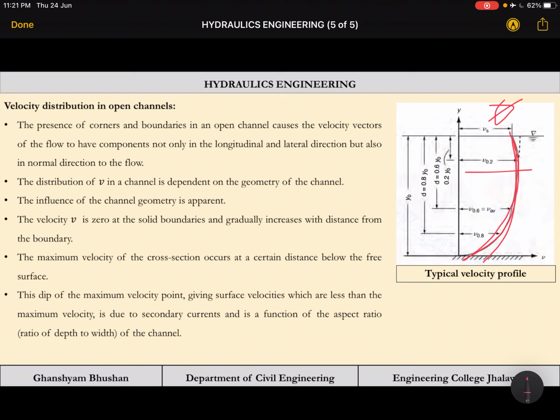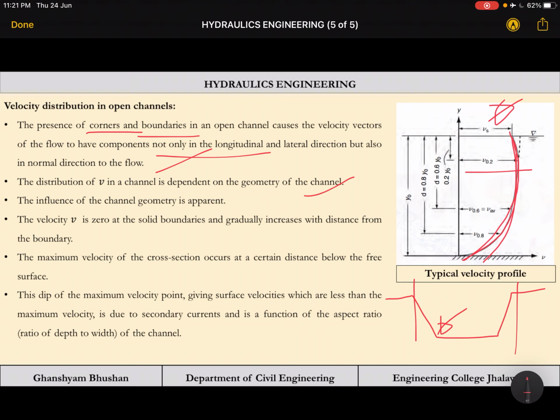The presence of corners and boundaries in an open channel causes the velocity vectors of the flow to have components not only in longitudinal and lateral direction but also in normal direction to the flow. Okay, so this is due to presence of corners and boundaries in an open channel. So you can ask where these corners and boundaries are. This is the boundary and these are the corners, due to which the velocity is having a component perpendicular to the direction of flow. The distribution of velocity v in a channel is dependent on the geometry of the channel.